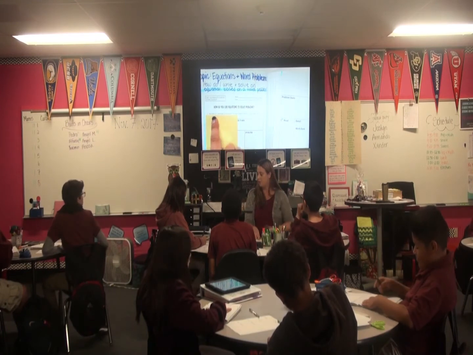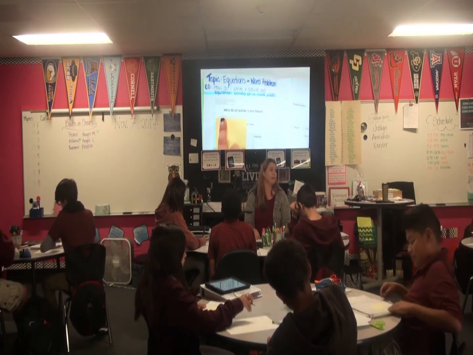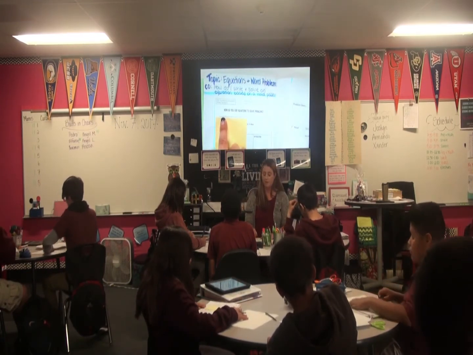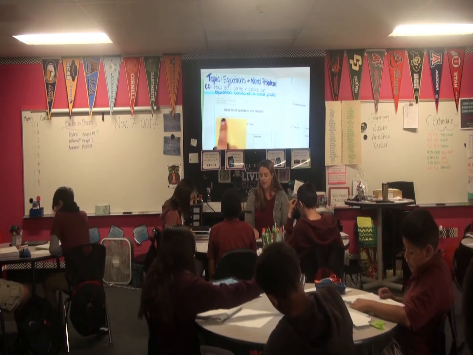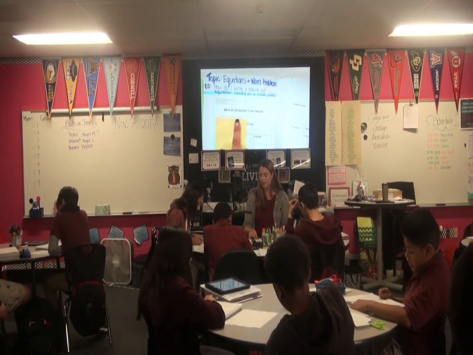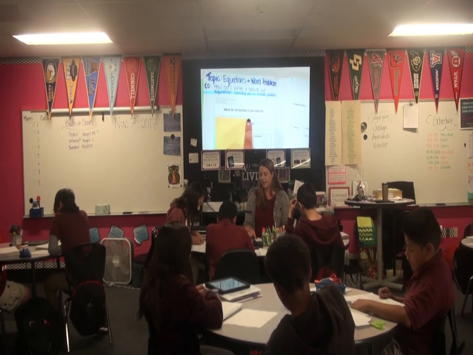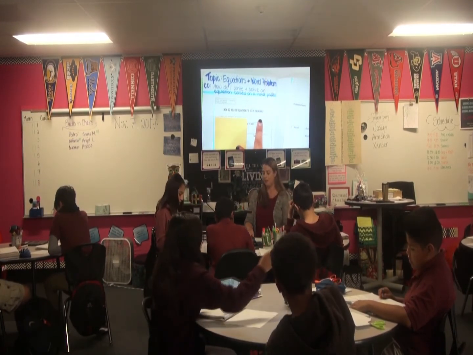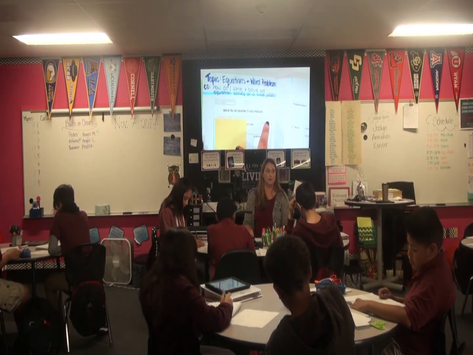First thing is I want you to read the problem with me. Are you ready? Okay, 3, 2, 1. The width of a rectangle is 2 centimeters less than 8 times the length. The perimeter is 68 centimeters.